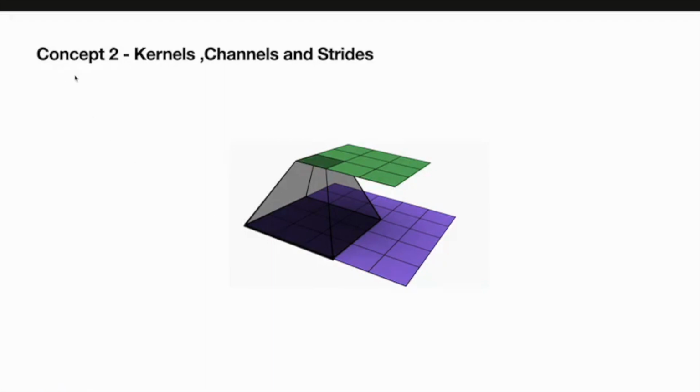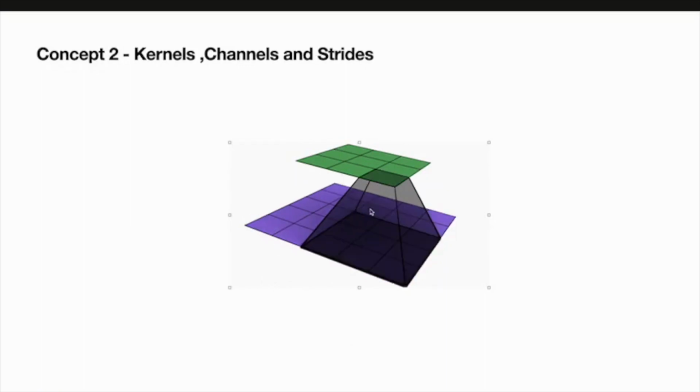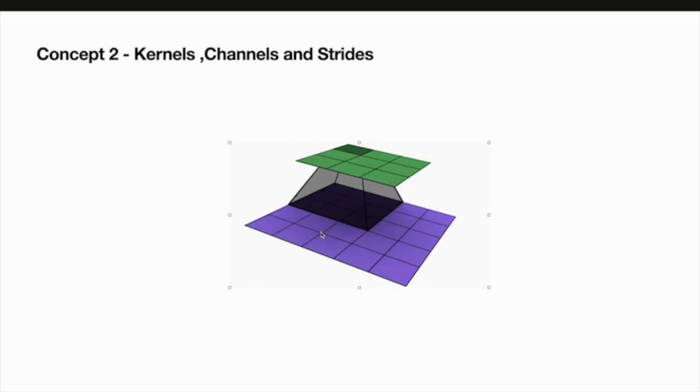So let's look at concept 2, which is kernels, channels, and strides. A kernel is called a filter or a feature extractor. So the dark space that you see here is called a kernel, and it's optimized to a 3 by 3 matrix, which is convolving on a 5 by 5 matrix here, right? Its duty is to identify and extract features and put it in a channel.